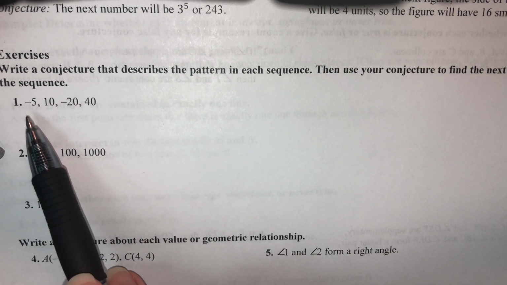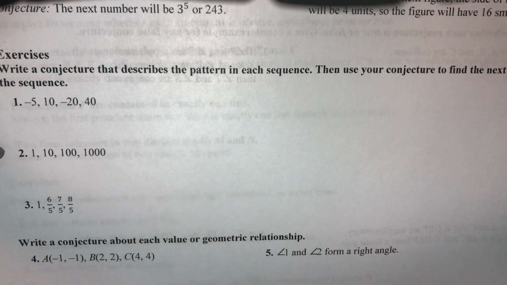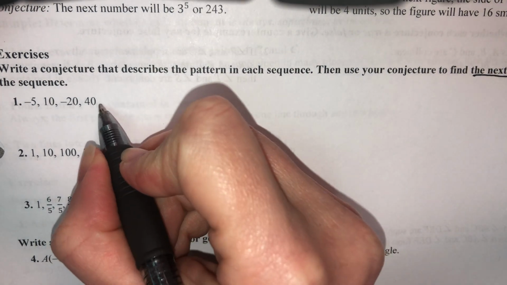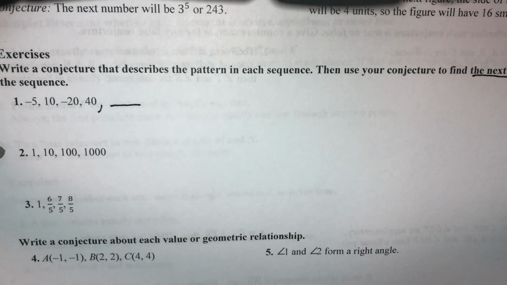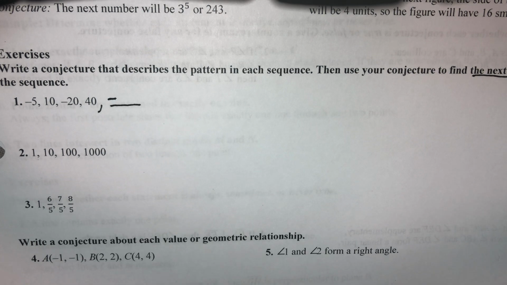So for number one, it goes -5, 10, -20, 40. So your job here is to figure out what the pattern is and then to find the next item that would go in the sequence. So what would come after the 40? Some things you might want to notice are that the signs are alternating negative to positive to negative to positive. So I'm going to predict that the next one should be negative.